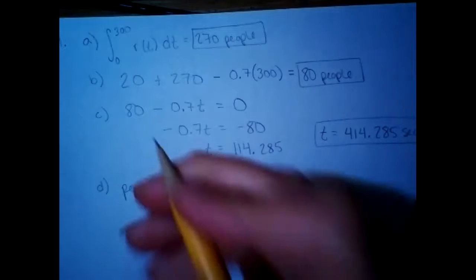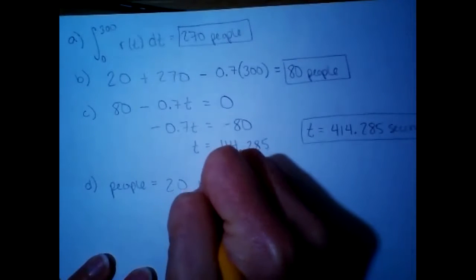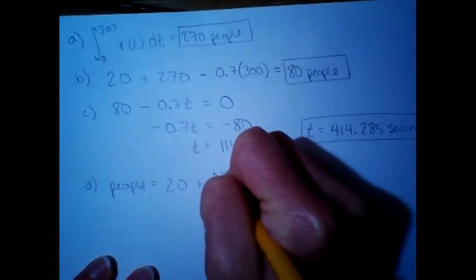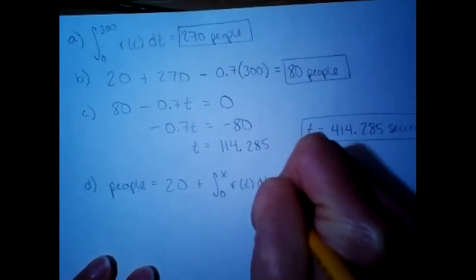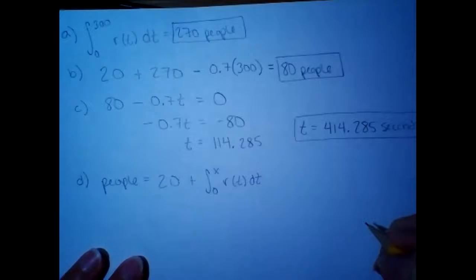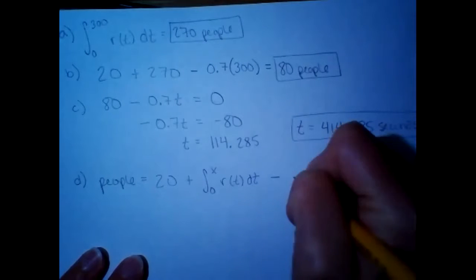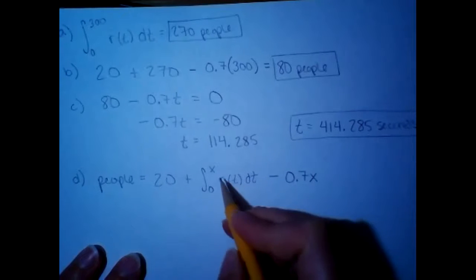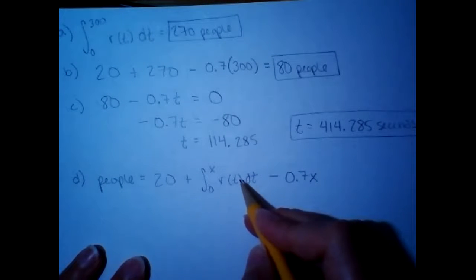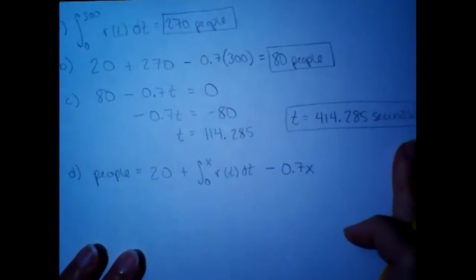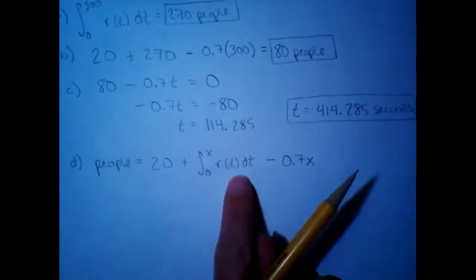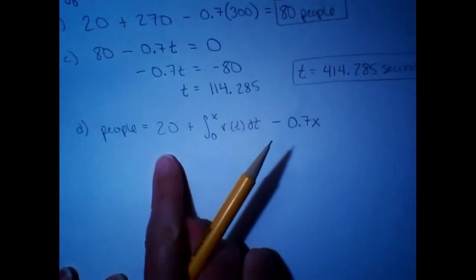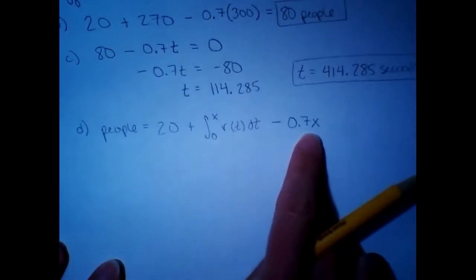So the number of people is the initial condition, how many we started with, plus how many got in line, so how much we accumulated from 0 to whenever, and then minus the 0.7 people per second. I use x for the variable because we had t in that function. You can call them all t, they're not going to take off for that. I just called it a different variable because I already used t there. So that's people: what you started with, plus how many got in line, minus how many left.